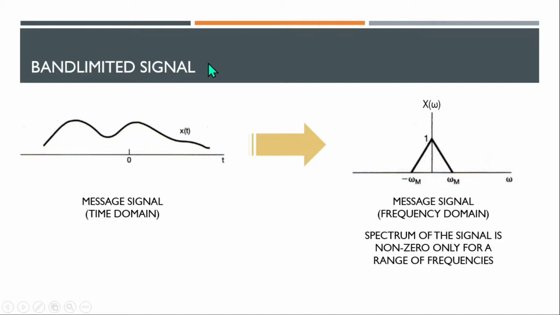A band-limited signal is a signal in which its Fourier transform is non-zero only for a range of radian frequencies, from negative omega sub m to positive omega sub m. It is 0 elsewhere, and positive omega sub m is the maximum frequency contained in the signal. It is useful in determining if the analog signal can be accurately reconstructed from its samples.